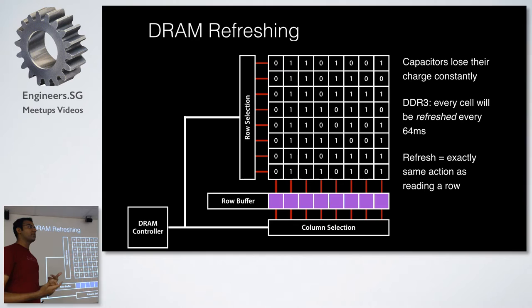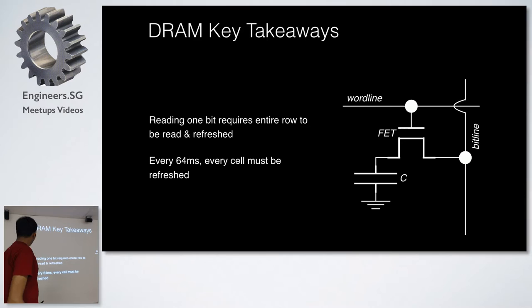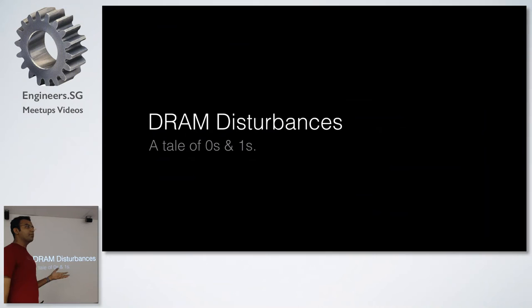Key takeaway so far about how DRAM works. Reading one bit requires the entire row to be refreshed. And every 64 milliseconds, we refresh every single bit. So if you have 8 GB of RAM, every single bit gets refreshed every 64 milliseconds. Now let's talk about disturbances and what the paper actually discovered, which is what the paper's all about.